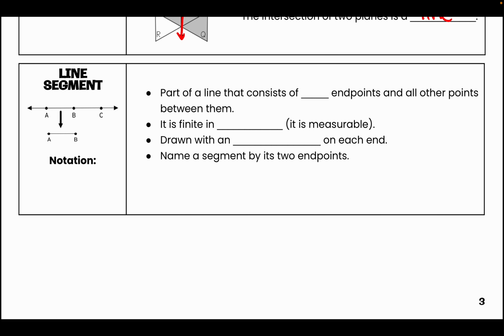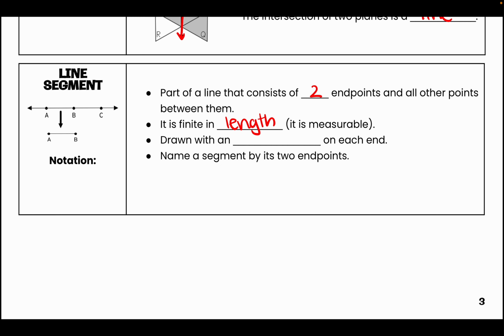Okay, line segment. So a line segment is a part of a line that consists of 2 endpoints and all the points in between them. So in this picture we have this line AB. Line AB, remember, has the arrows on the end, goes on forever. So a segment is just these 2 endpoints and everything between it. So a segment is finite in length. Okay, so that means it has a measure, it has a distance.